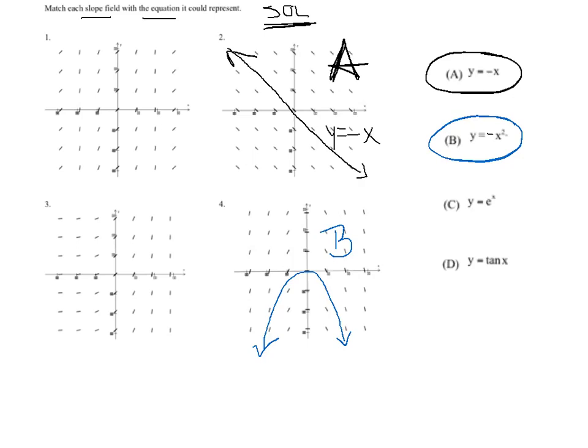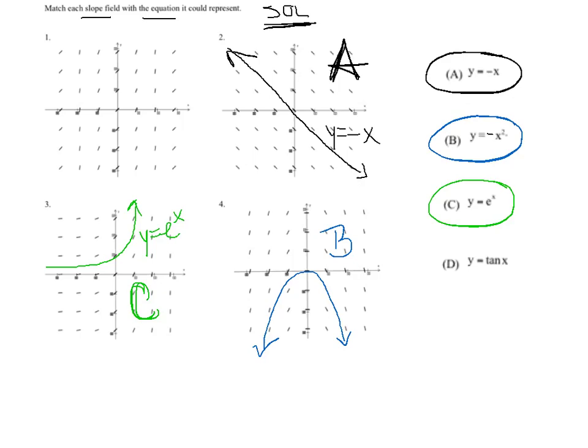Okay, the other two equations are a little crazier, but I think if you study them a little bit, you definitely see e to the x being revealed right here. We start off very gently, and then we start to rise rapidly, so that's definitely y equals e to the x in my mind. So equation C goes with graph 3.